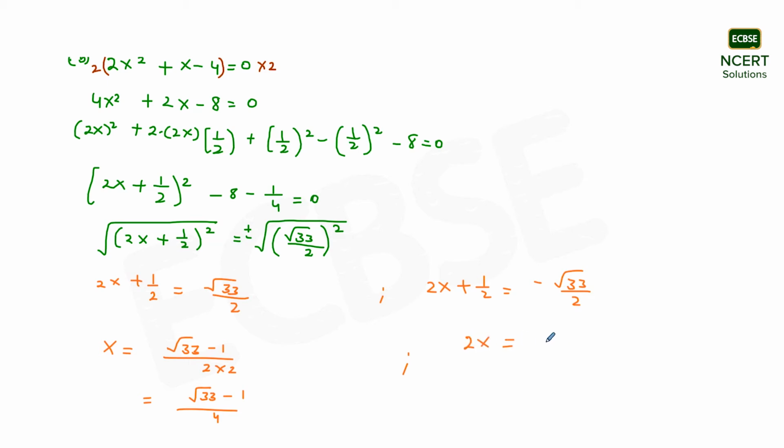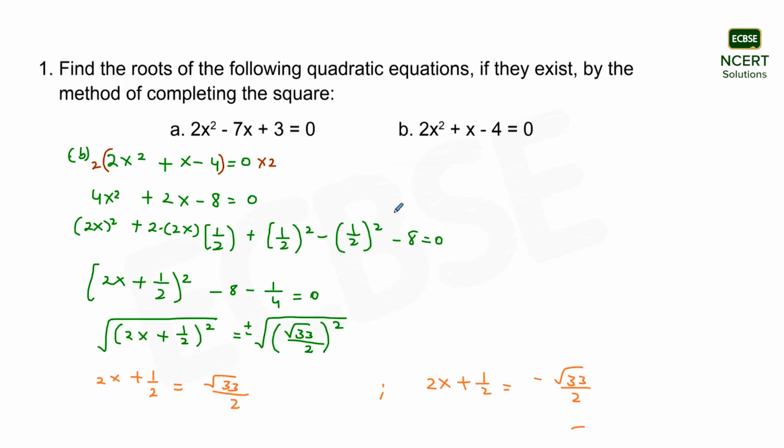And from here, 2x is equal to minus root 33 minus 1 by 2, or I can write x as minus root 33 minus 1 by 4. So the two roots which I have obtained by using the method of completing the square are x is equal to root 33 minus 1 by 4 and the other one is minus root 33 minus 1 by 4. So these are the two roots of this equation, that is the quadratic equation 2x square plus x minus 4.